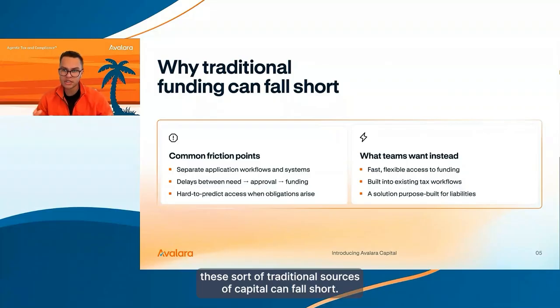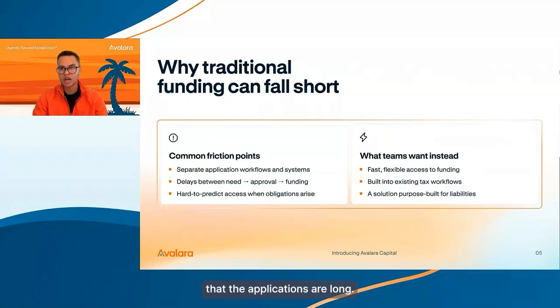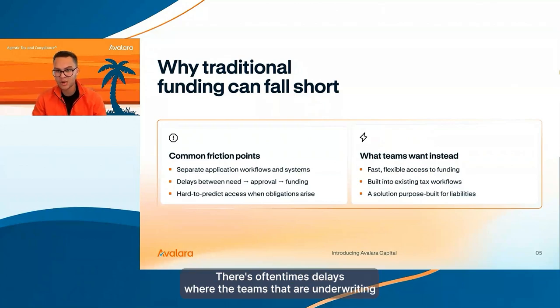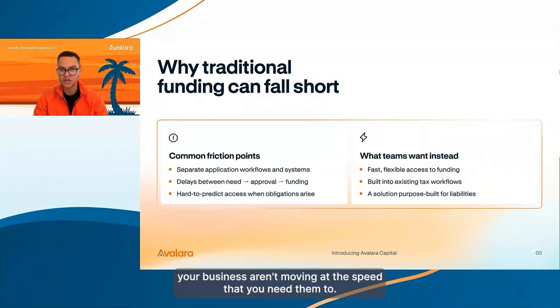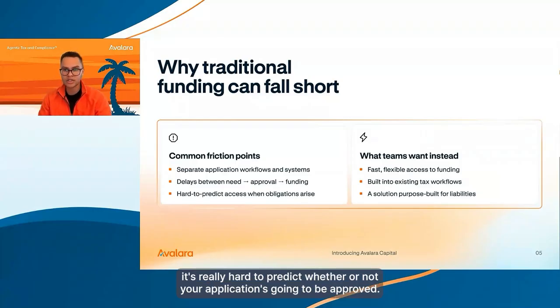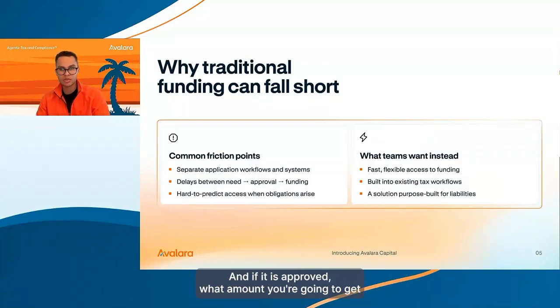But oftentimes these traditional sources of capital can fall short. A lot of the friction points are around the fact that the applications are long, they require a ton of information. There's oftentimes delays where the teams that are underwriting your business aren't moving at the speed that you need them to. And most importantly, it's really hard to predict whether or not your application is going to be approved, and if it is approved, what amount you're going to get and whether that will cover the full liability.